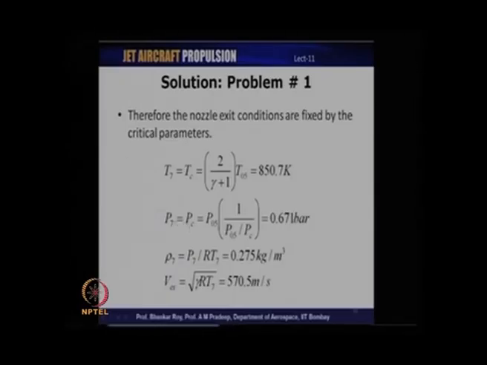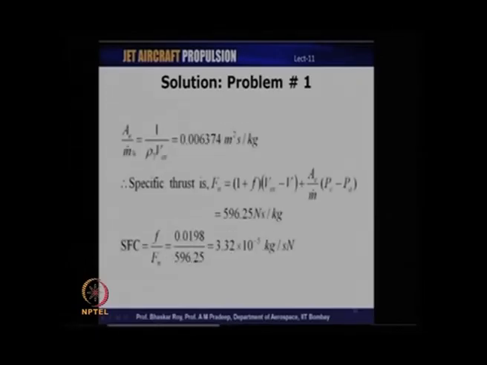Similarly, P7 or Pc is equal to P05 multiplied by 1 by P05 by Pc. Therefore, this comes out to be 0.671 bar. The density ρ7 is equal to P7 by RT7. This on simplification we get 0.275 kilograms per meter cube. So we have temperature, pressure and density at the exit. So exhaust velocity V exit is equal to square root of gamma R T7, and we substitute and we find out that the exhaust velocity is 570.5 meters per second. So this is the exit velocity.